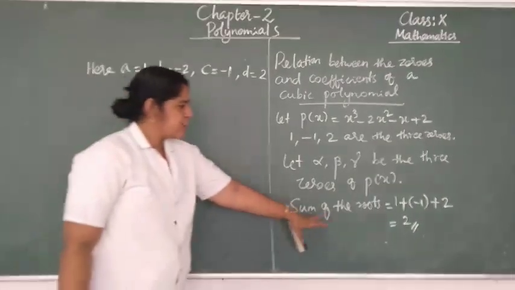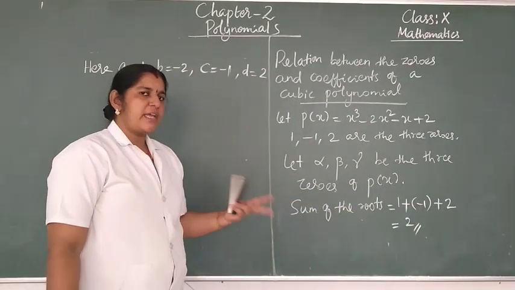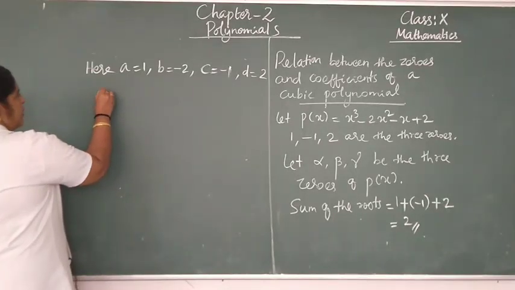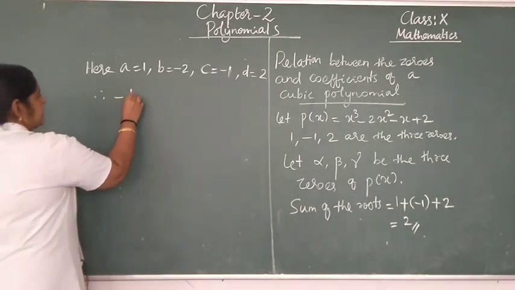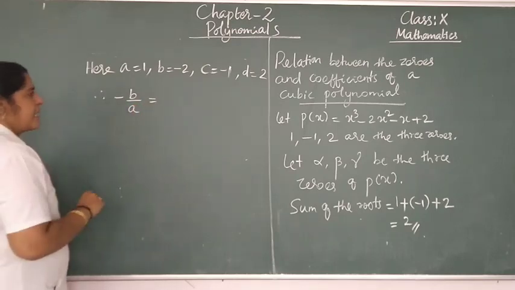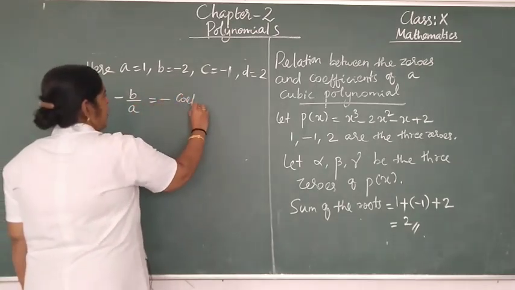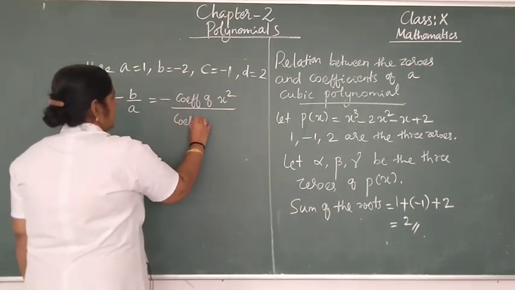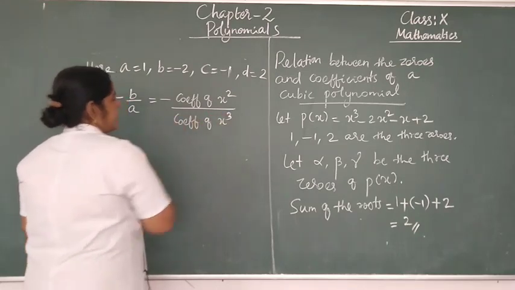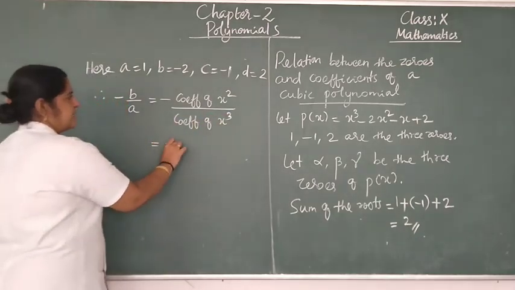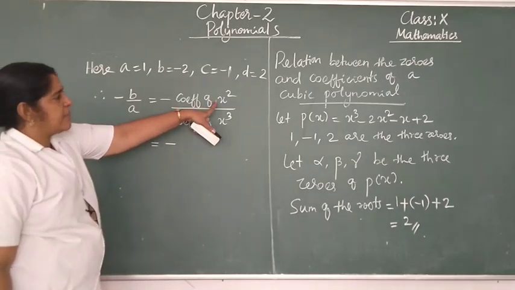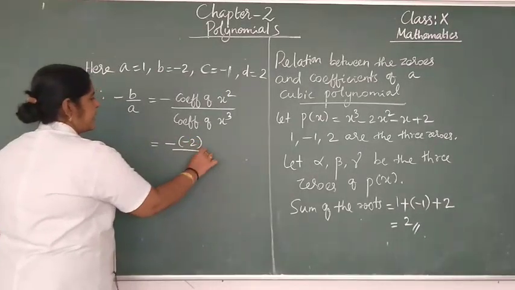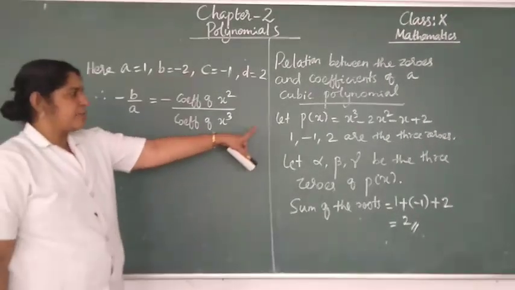Now sum of the roots, here we got 2. Now we are going to verify by the expression minus b by a. So therefore from the polynomial, minus b by a. What is this minus b by a? Minus coefficient of x square by coefficient of x cube. So what is the answer here? Minus coefficient of x square, that is b. b value is minus 2. So minus of minus 2 divided by coefficient of x cube, that is a.